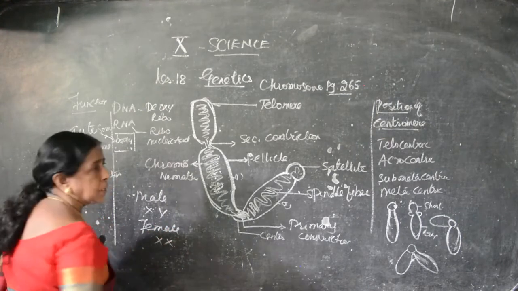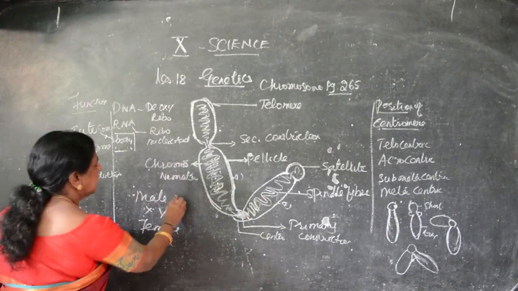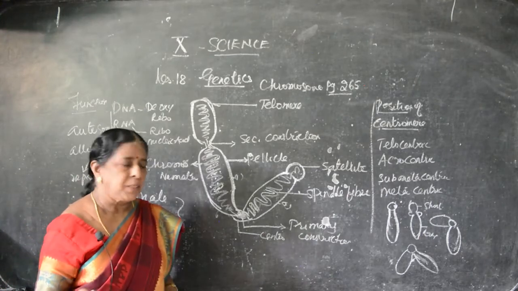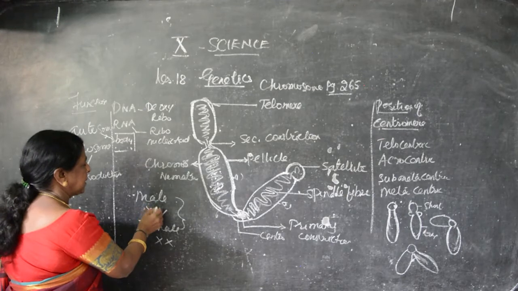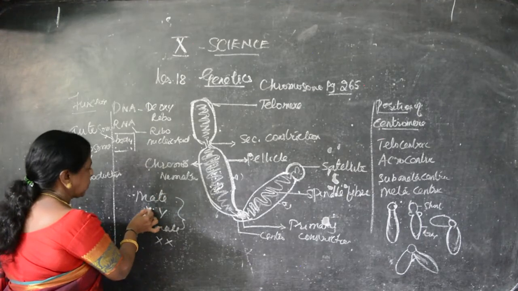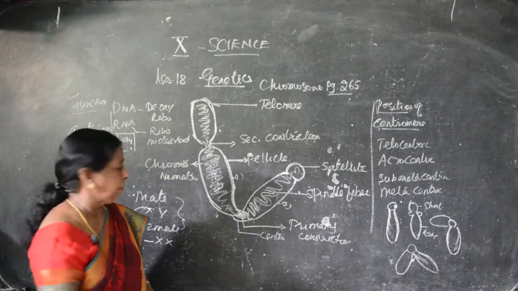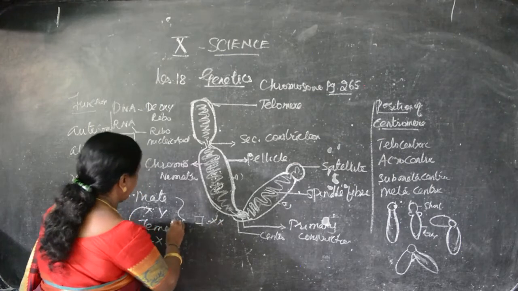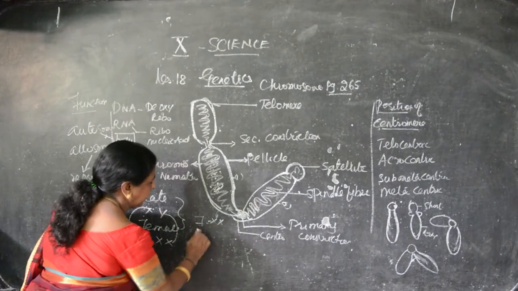X and X. So, these allosomes, the chromosomes only determine the sex of the new organism. Either it is a male or female, that can be determined by the chromosome. Suppose X and X, that is X chromosome of male and X chromosome of female, means the sex will be what? Female. X and X means female. Then Y from male, X from female means male.